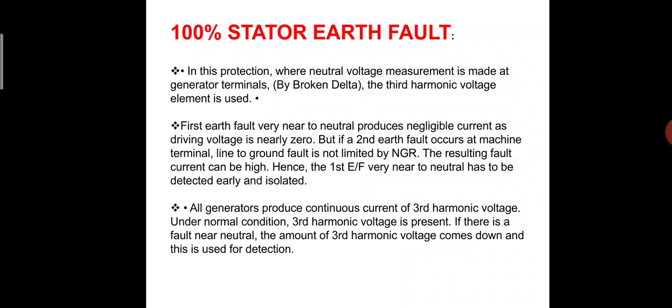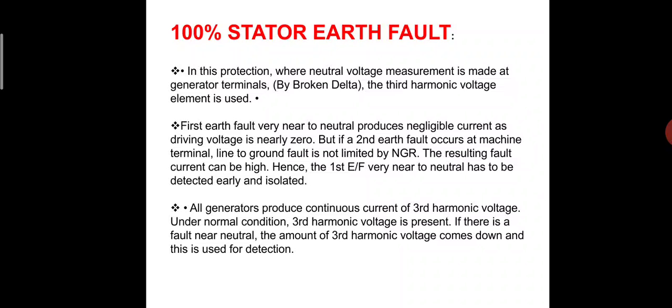But if a second earth fault occurs at the machine terminal, the line to ground fault is not limited by the NGR, neutral grounding resistor. The resulting fault current can be high, hence the first earth fault very near to neutral has to be detected early and isolated. All generators produce a continuous third harmonic voltage.